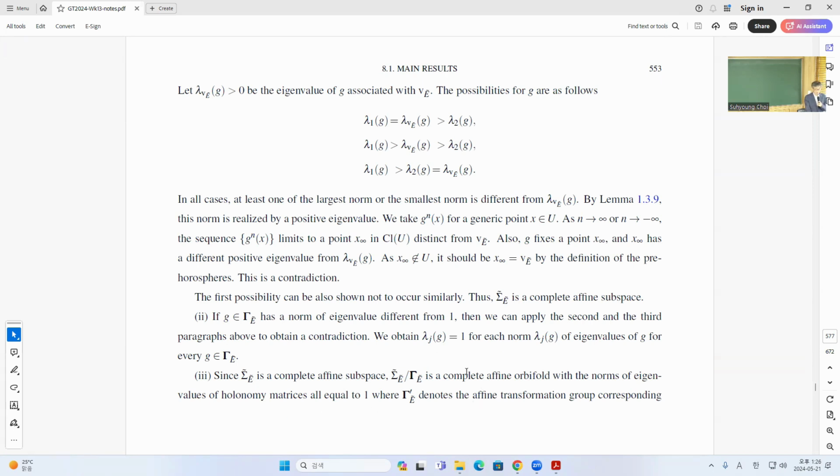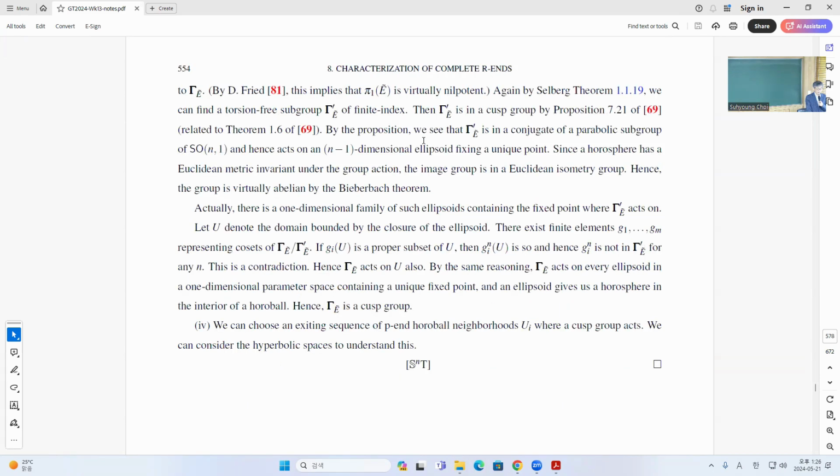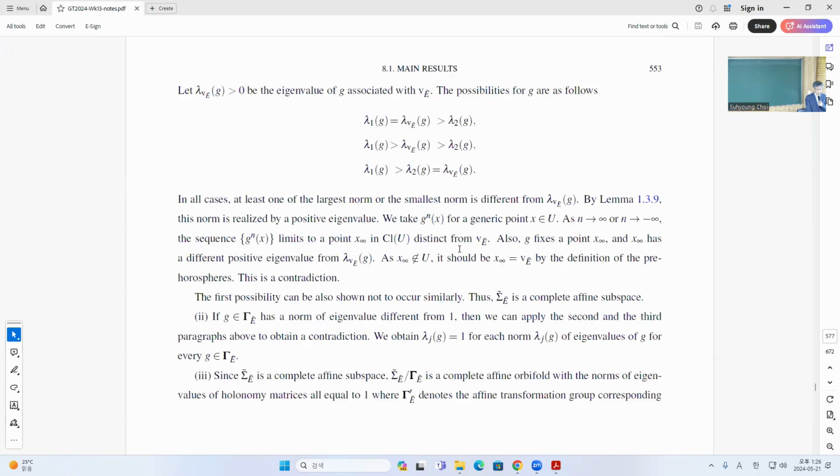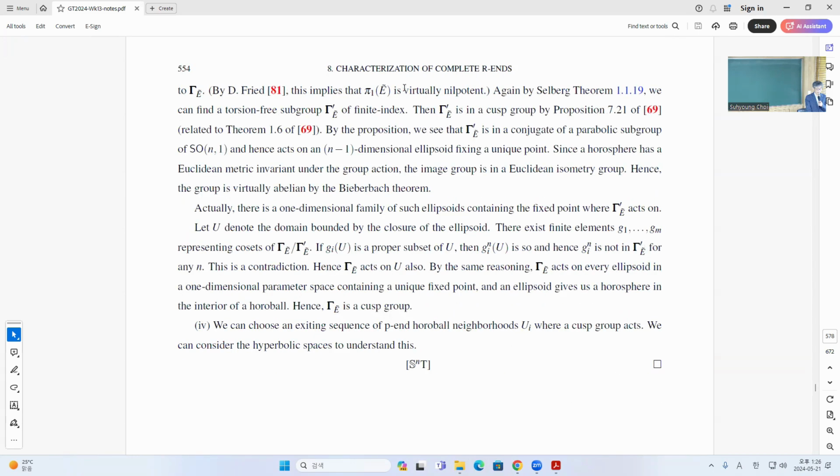So you can think of this as an affine space now because it's complete affine, and then the restriction also has matrices with eigenvalues of one. So this is an affine transformation group with eigenvalue only one. This means that it's actually virtually nilpotent, and so you can find a torsion-free subgroup. You can always consider these as a subgroup of the linear group anyway by lifting.